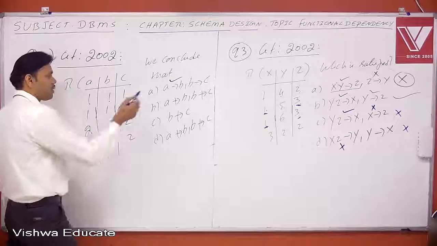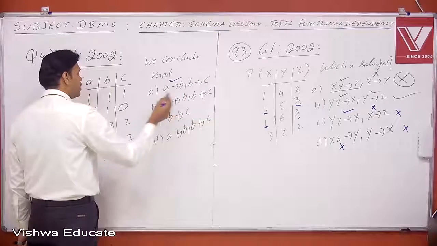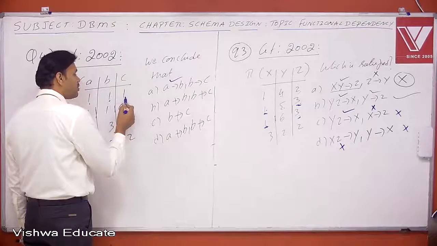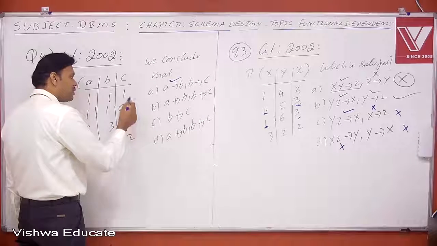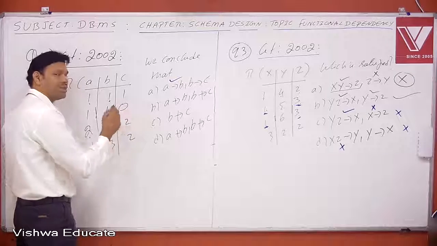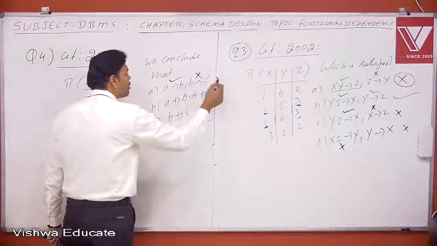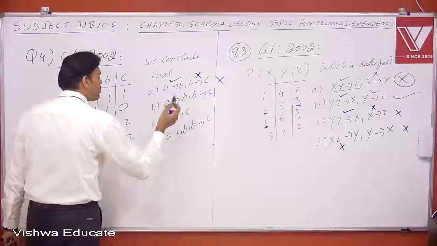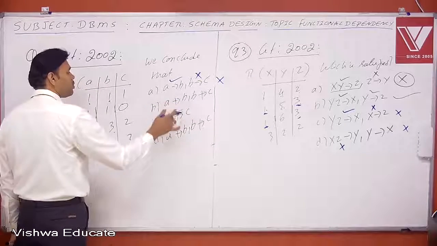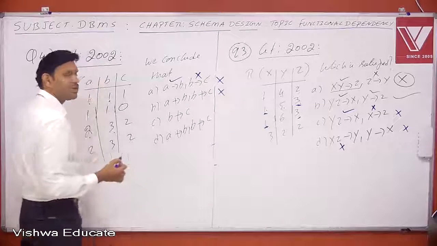Come back to another. B to C, this one I am checking now. 1: what is the value of C? 1. When the B value is repeated, what has to repeat? The C value, but what is given? 0. And this is wrong. So in option B, actually A tends to B is true. So that's why it is also not concluded.